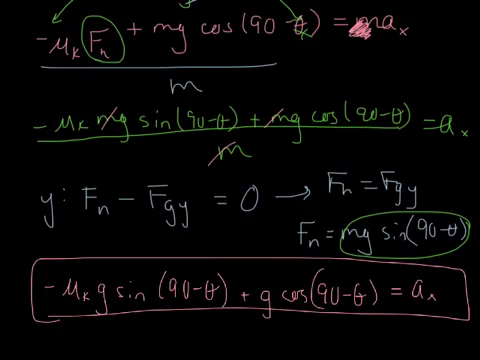Why did I get rid of the m's? Because they're in all terms. M, m, m. It's in every term. So it's like having an m in the numerator and an m in the denominator. It would cancel.